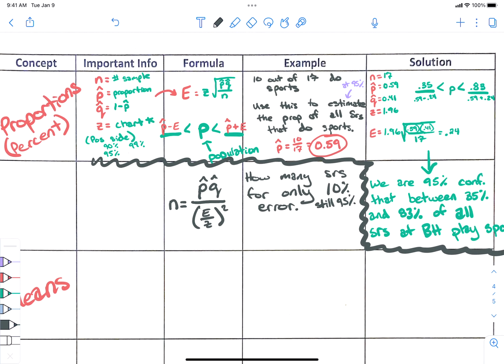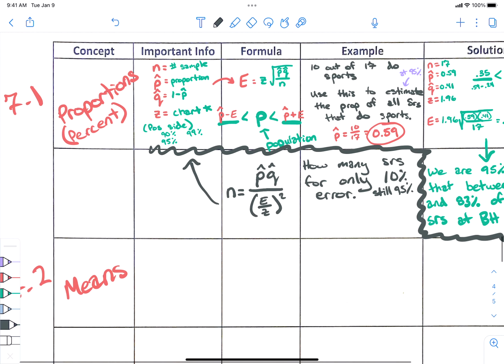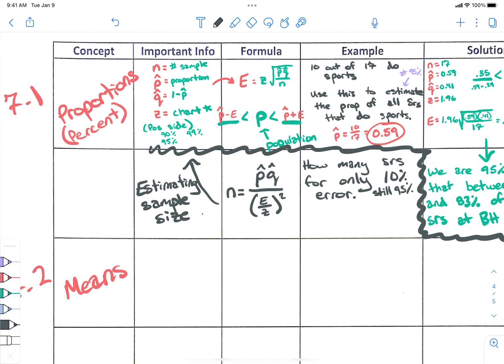Do I need to put my variables over here, like what N and P hat and E and Z are? No. It's the same as what's above, so same variables. I'm going to put here estimating sample size, which is N. That's what we're doing in this problem. We're estimating the sample size, which is N. And this is still for proportions, so we're still under that same box for proportions. That's a lot of stuff. We haven't even solved the problem yet.